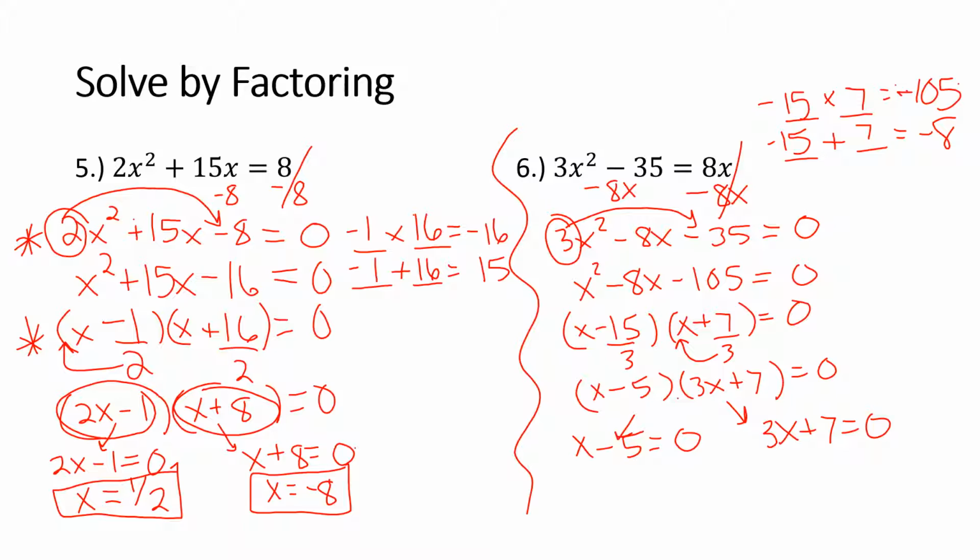So on the left-hand equation, if you add 5, you end up with x equals 5. And in the right-hand equation, in order to solve for x, you would do two things. First, you would subtract 7, which gives you negative 7. Then you would divide by 3, which gives you negative 7 over 3.